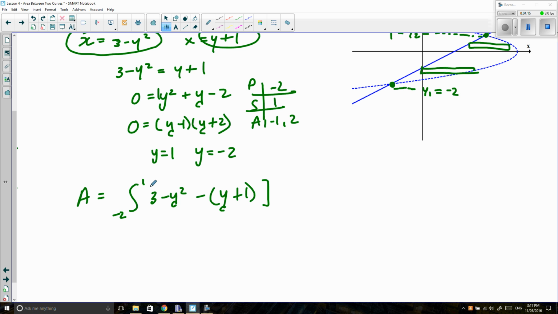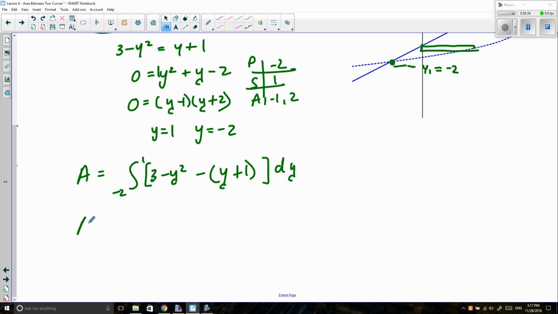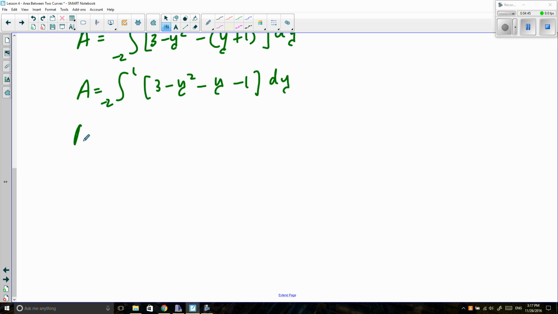And we're integrating all of this with respect to y this time. So you see how everything is in terms of y, not x anymore. So now we can actually integrate. So my area is, actually, I'm going to simplify this. The area is equal to the integral from negative 2 to 1 of 3 minus y squared, then minus y, then minus 1, so we're subtracting all of those terms, and then I'm going to collect my like terms.